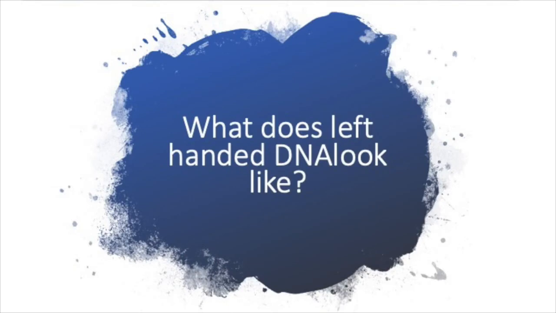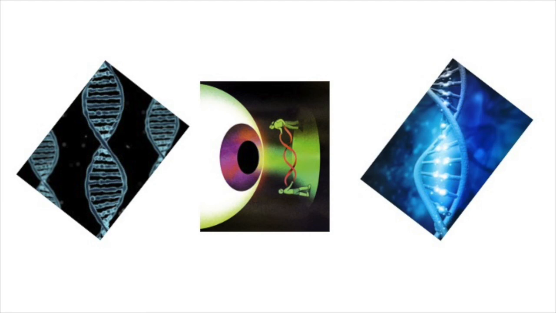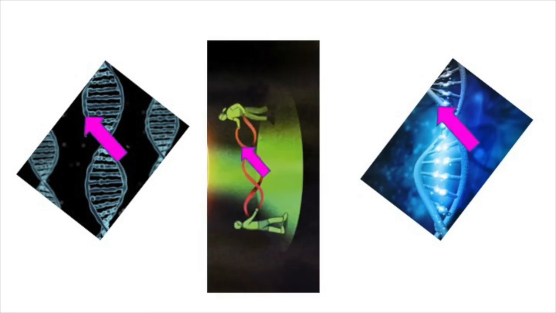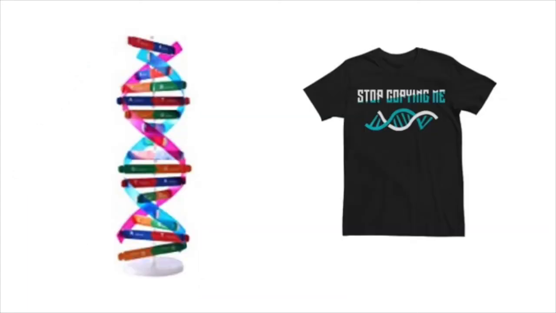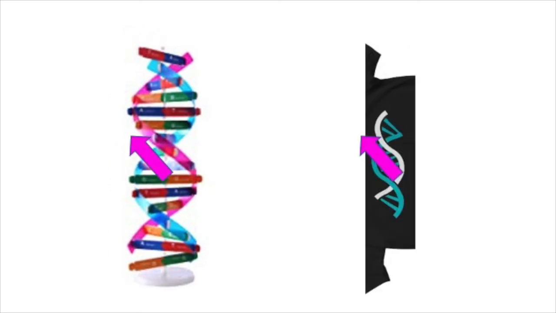Now that you have seen right-handed DNA, let's look at some examples of left-handed DNA. Here are some left-handed DNA pictures I have found from recent news articles. So if we look at the direction of the backbone, it is pointing up and towards the left, and you can see this in all the pictures. You can see the same thing from this model found in an article and this t-shirt that I found on Kohl's. The backbone is going towards the left, making them left-handed.